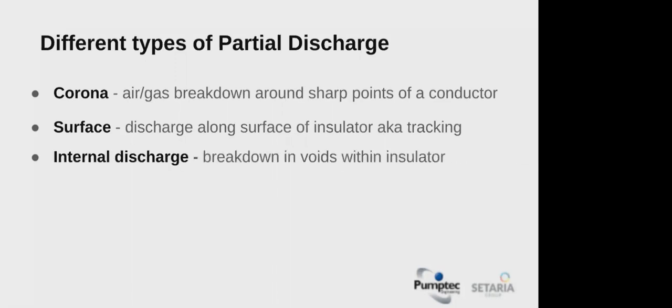And finally, internal discharge. Well, this goes back to the picture we saw earlier. This is the breakdown within voids within an insulator, and this can grow. And when it does go to a full arc, a full discharge, there's nowhere for the heat energy to go. So this one is very destructive and can cause fires and explosions. Luckily, of the three, it's the less common.